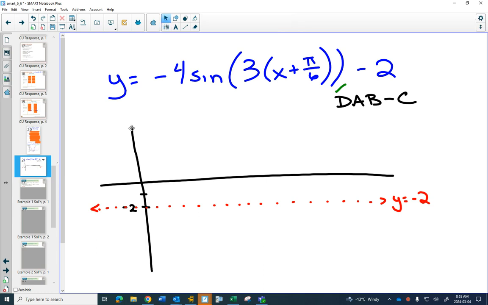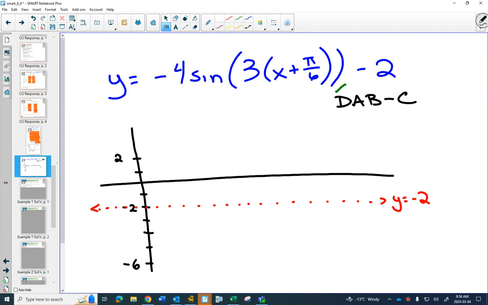Your amplitude is 4. Even though it's a -4 out front, amplitude is always a positive number. And your amplitude tells you how much you go up and down from your center line. So my maximum, if I go up 4, I will have a maximum at +2. And if I go down 4, I will have a minimum at -6.